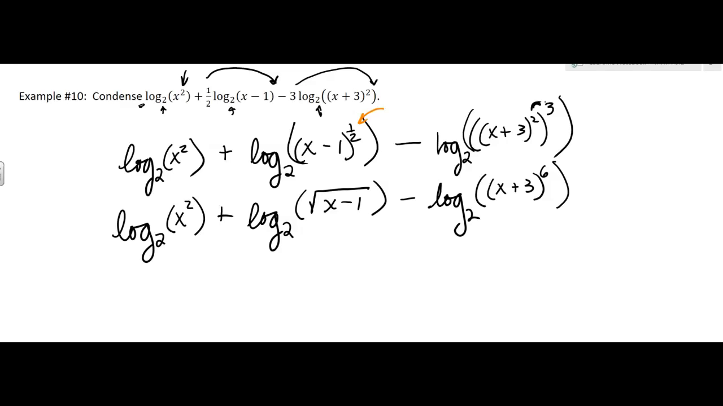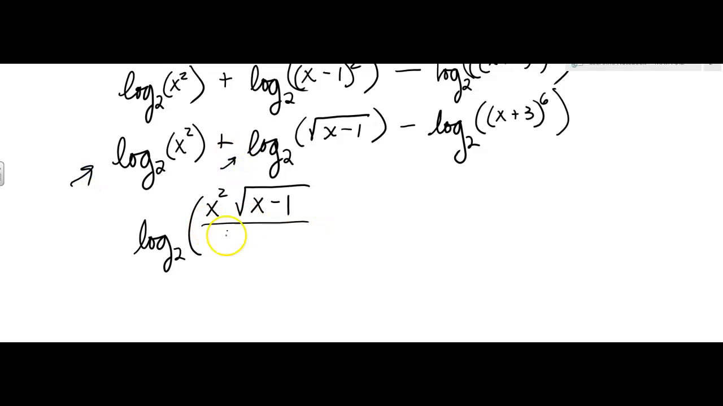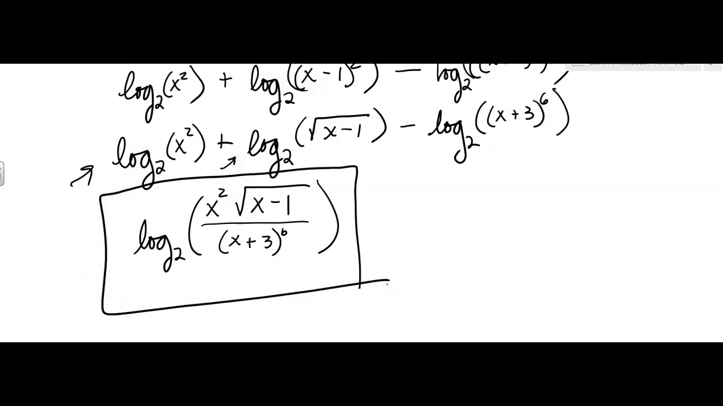Okay, now we're ready to put it back together as one logarithm. So it's going to be log base 2. In the numerator, I'm going to have the x squared and the square root of x minus 1, because those are both positive. And then in the denominator, I'm going to have x plus 3 to the 6th power. And that will be it. That's one logarithm, and we can't simplify, so it's done.